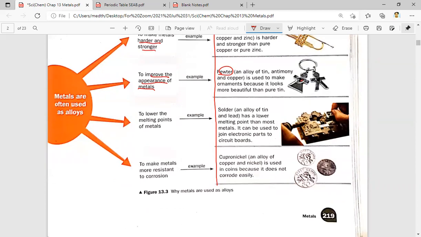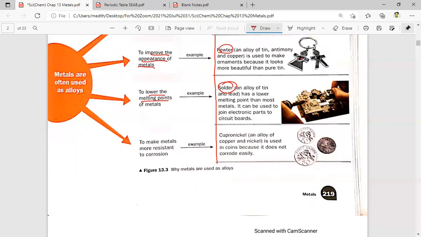Next, alloys can also lower the melting point of metals. So it melts easily, meaning I need to use less energy for it to melt. An example is solder. Solder is very important because it's used to connect metal parts together. If I can lower the melting point, it's very easy for me to connect the circuit using soldering.